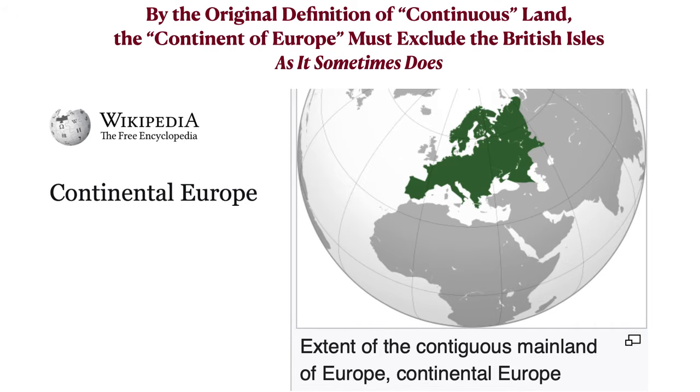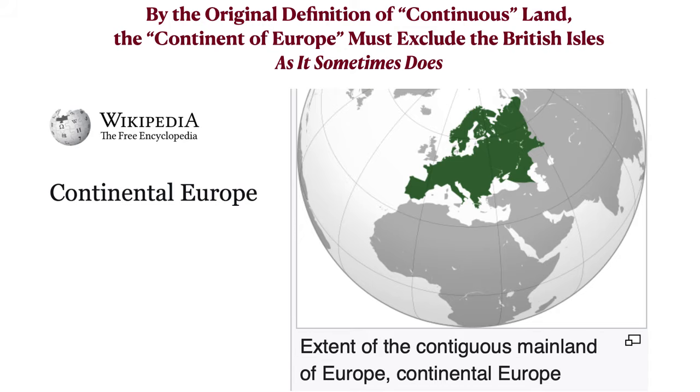Anyway, by this original definition of a continent as a piece of continuous land, the continent of Europe would then have to exclude the British Isles, as it sometimes does. Well, not framed as the continent of Europe, but rather framed as continental Europe. So we have slightly different permutations of a term, but they have very different meanings, almost opposite meanings in some sense.